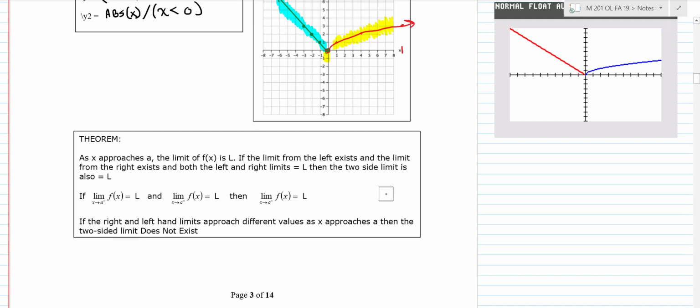So it goes like this, okay? This is the left hand, this is the right hand, and this is supposed to be the two-sided. So that's what it was supposed to be. I apologize, I typed that wrong. So if the left and right are the same, then that's what the two-sided is. If the right and left approach different values, then the two-sided doesn't exist. So we saw those two examples.